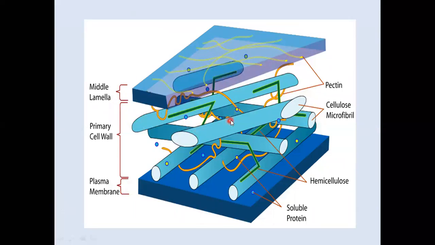So you can see here, this is middle lamella, this is primary wall, this is plasma membrane. So this is protein, soluble protein. These big rods are cellulose microfibrils. These small fibers are pectin, you can see here. And this is hemicellulose, this greenish color. So these are the different types of molecules which are found in the typical cell wall present in plant cell.